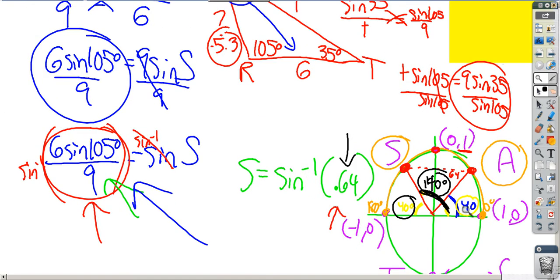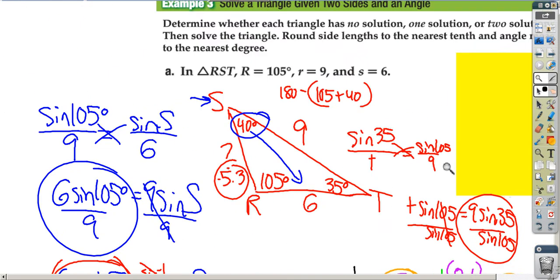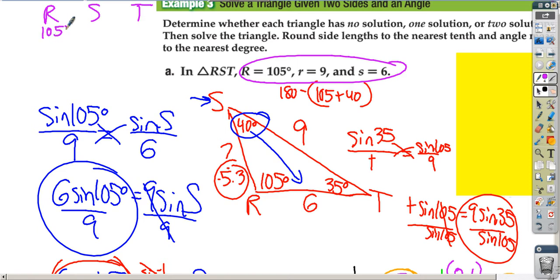How do we know if that works? Well, here's an easy way to tell. If there's a second triangle, we're guaranteed that these three things are going to be a part of it. So let me just write this. We have side R, side S, and side T. We know that in our first triangle, these were the values that we got. We got 105, 40, and 35 from our first triangle.